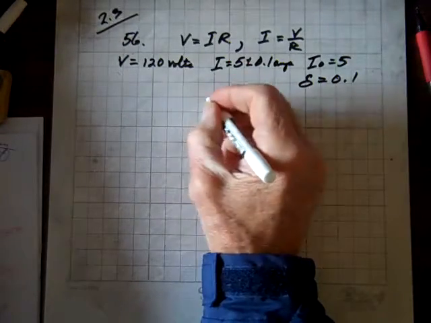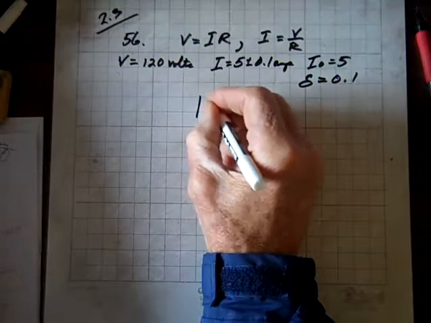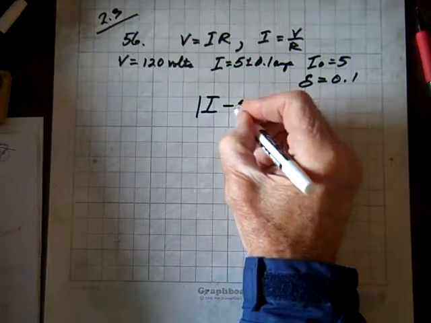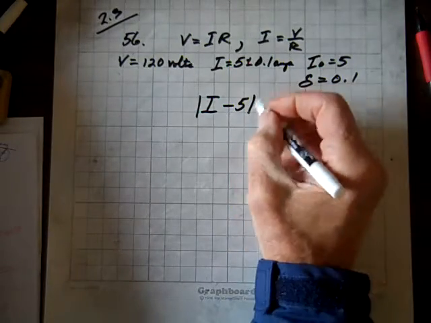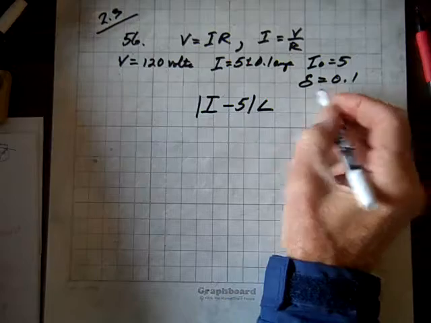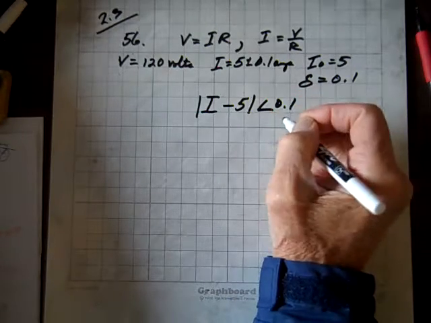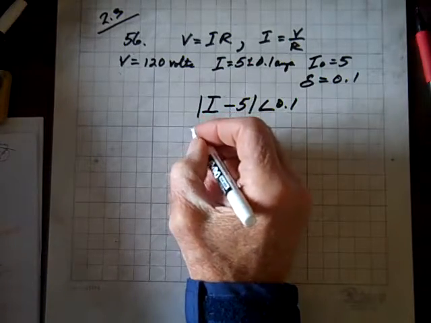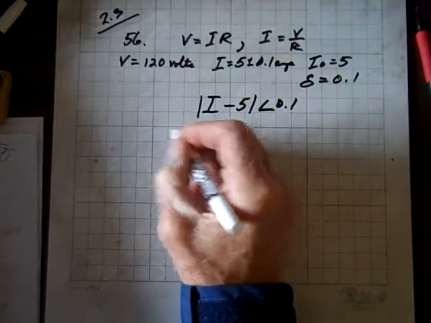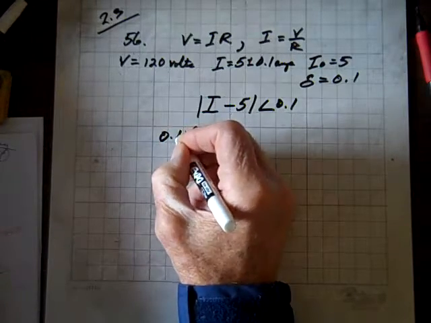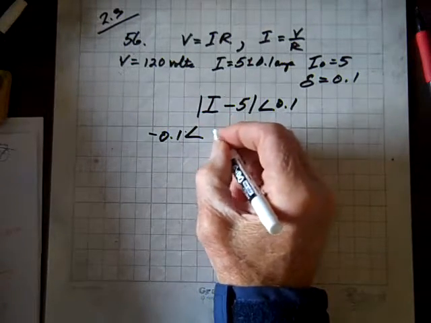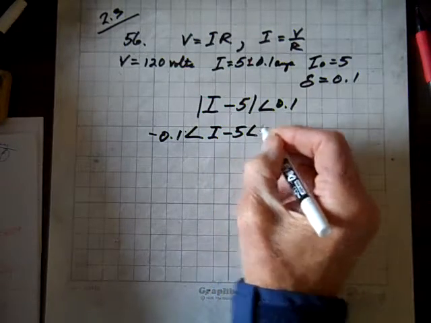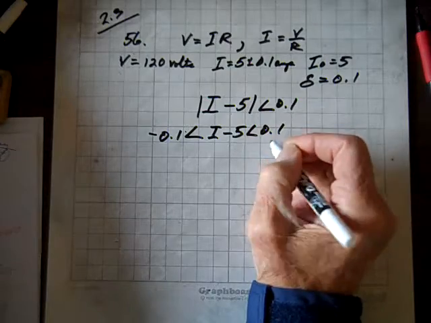We're going to have I minus I sub naught, but that's 5, is less than 0.1. And now we'll dispense with the absolute value bars by installing another inequality, the opposite of 0.1, which is negative 0.1 to the left of that. And we have I minus 5 is less than 0.1.